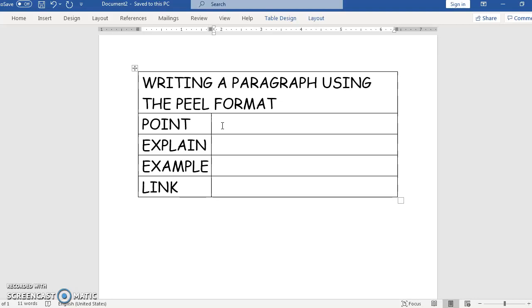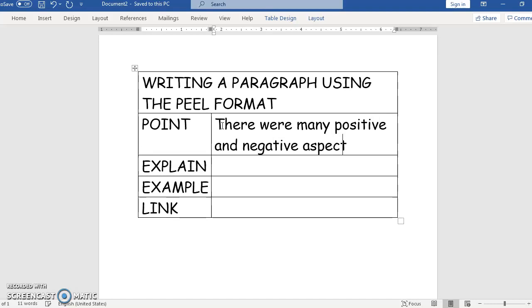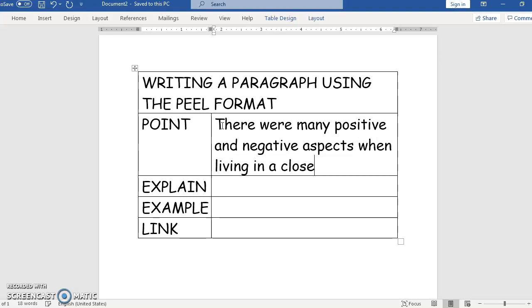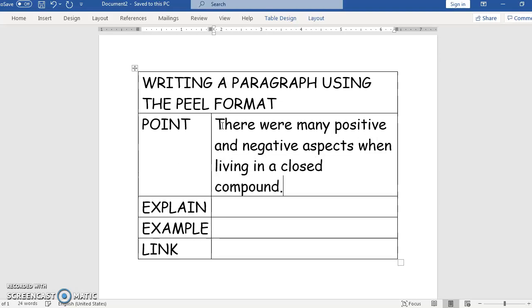So if the question was, describe the conditions in the closed compounds, then our point will be, there were many positive and negative aspects when living in a closed compound. So that's one sentence that tells me what the paragraph will be about. If our reader was to read that, they would know that we're going to be talking about the positives and the negatives of living in a closed compound. So now let's explain.